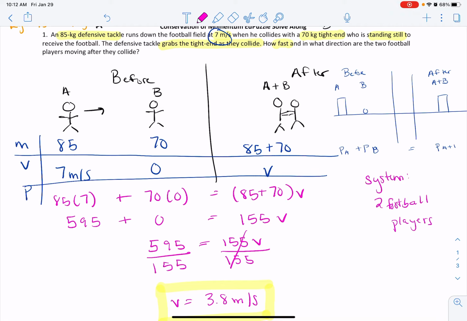So this is how we solve our problem. First, we did a sketch for before and after. Then we made our momentum bar chart and came up with the equation that the momentum of A plus the momentum of B is equal to the momentum of A plus B. Then we found the masses and velocities of everything we had. We used that to write the momentum equation, and then we solved for a missing variable.